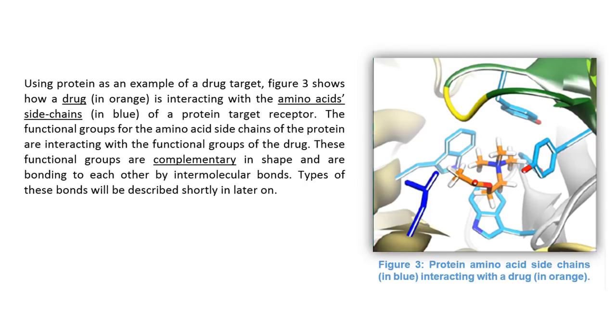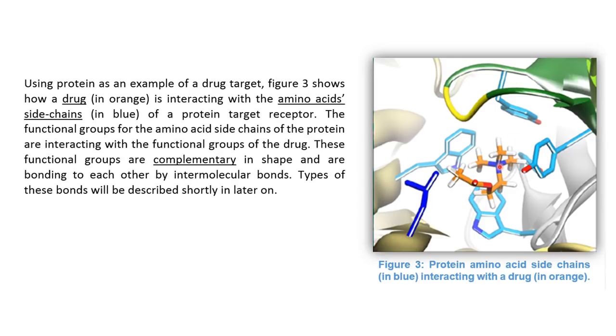Okay, so now since we have a better idea about the structure of the protein, in this figure we see an example of how a protein is interacting. Protein here is interacting with the drug. Here is a protein, and these are the side chains, amino acids of the protein in blue, and this is a drug in orange, and these groups from the drug and from the amino acids of the protein are complementary to each other. They are interacting with each other.